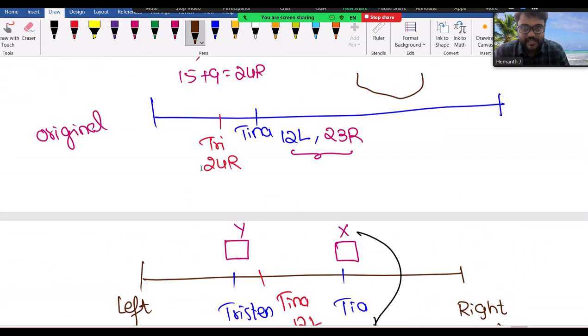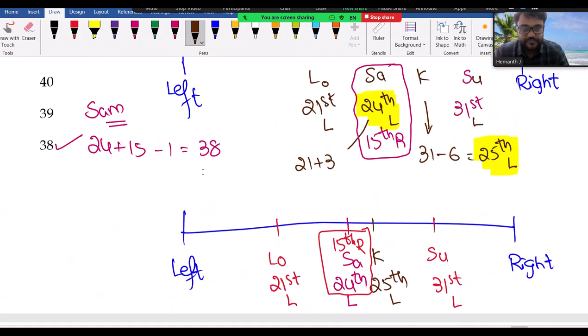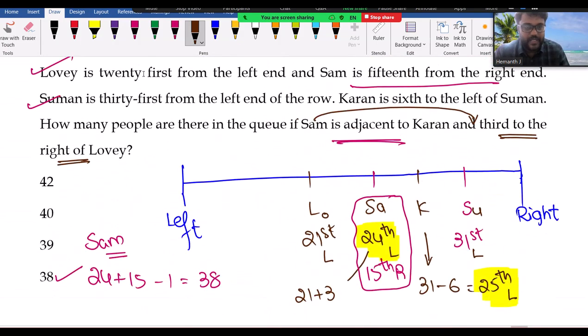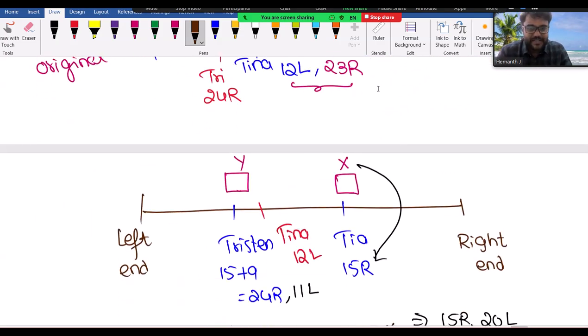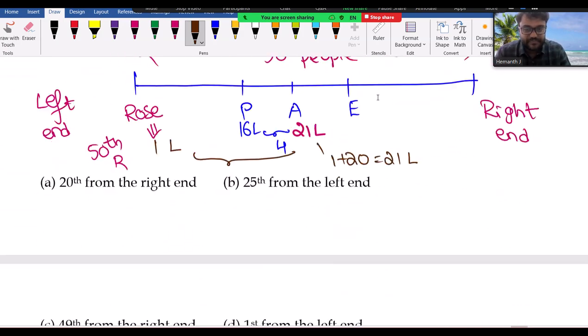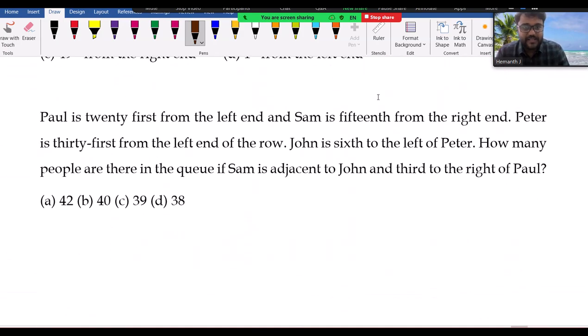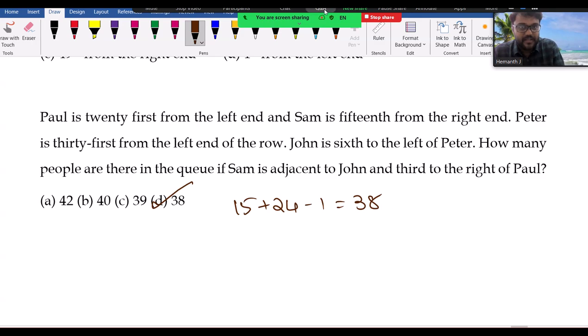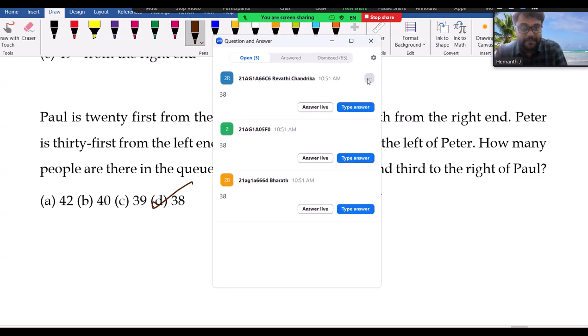We discussed Louis's question. Yeah, this is Louis. Instead of Louis, they gave Paul. Instead of Sam, in fact Sam only. Instead of Karan, they gave some other person, right? Sixth to the left. Sam is adjacent to Karan. Same discussion, right? So the answer is how many people? 15 plus 24 minus 1, we got the position from left and right. See, same. So that is what is happening.